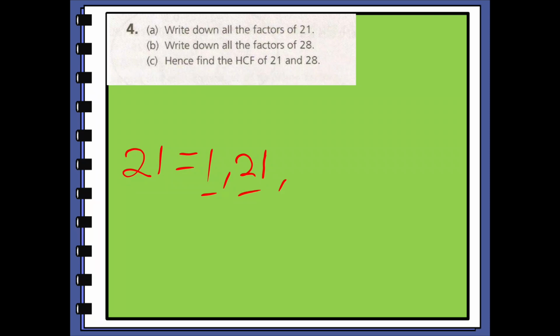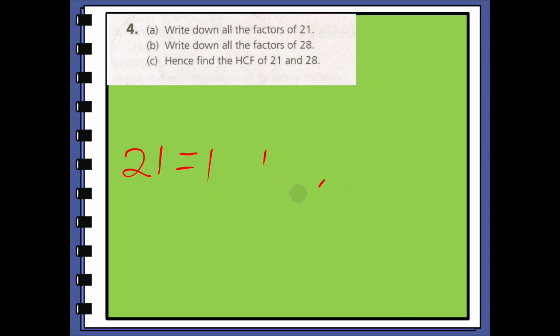3, we do know that 3 can go into 21. How many times? That should be 7. Yeah, 7 times 3 is 21. Do you have any other number? I think these are all the factors. Up to 7, I don't think we have got another one.